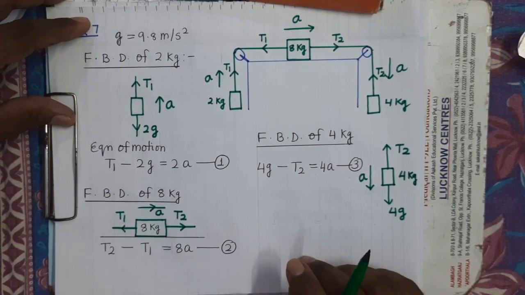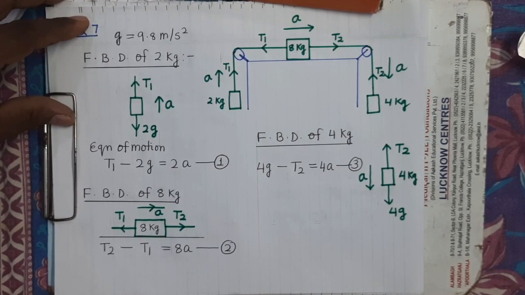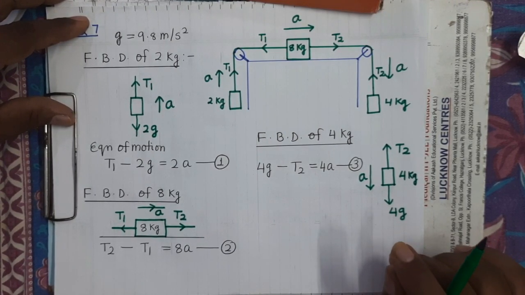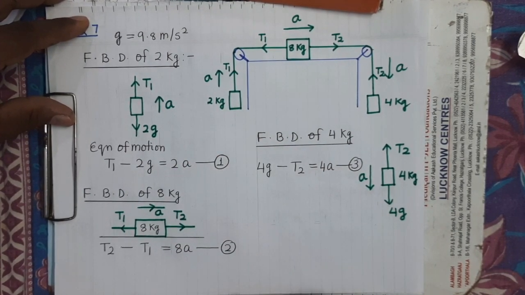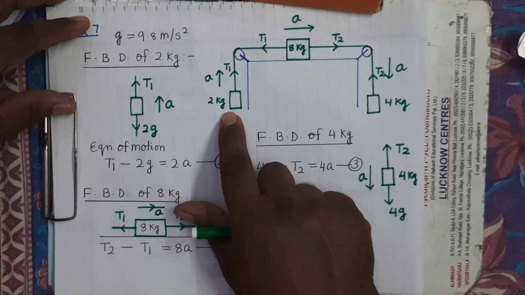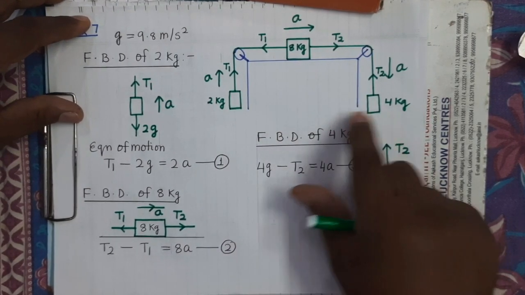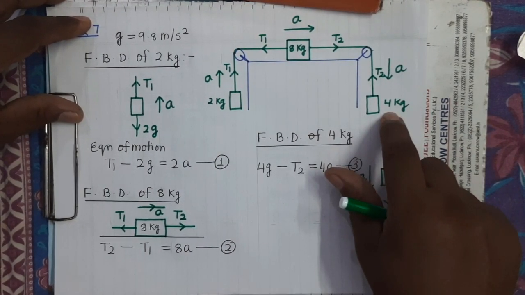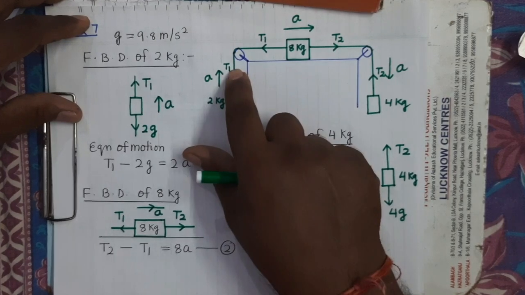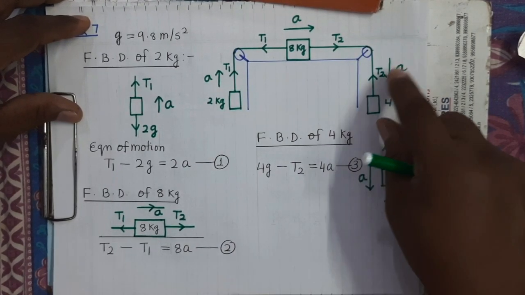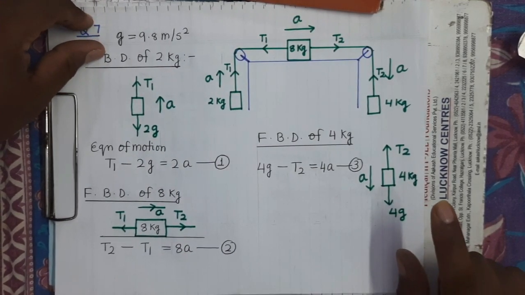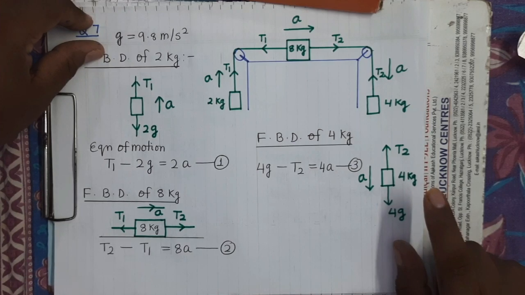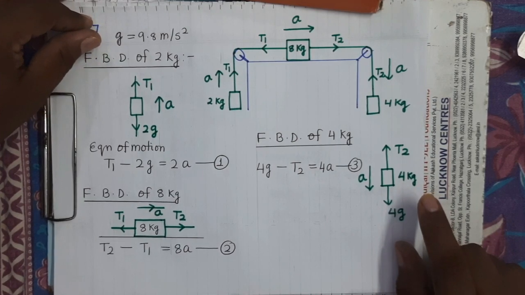So see here, we will write separately the free body diagram of each block. So first you can see in which direction the system will move. So 2 kg is in this direction, 4 kg is in this direction, therefore it will move this way. It's clear? It will move this way. 2 kg will go up, 8 kg will go right and 4 kg will go down. It's clear? Acceleration will remain the same because all three bodies are connected in such a way that each will move simultaneously equal distances in a given time.